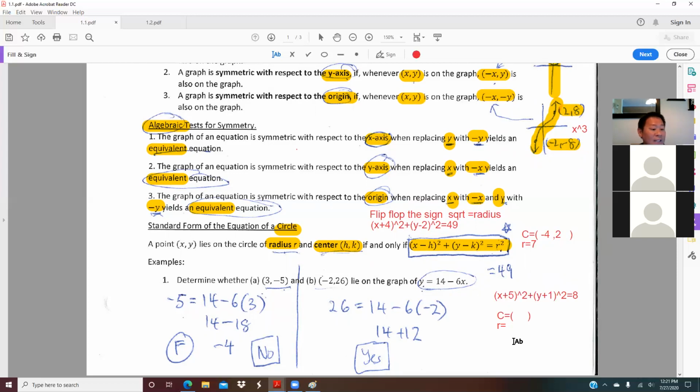The radius is not 8. Yep. So, you guys got it. The answer is not a decimal. Some of you will say the radius is 2. The radius is the one that is tricky here.